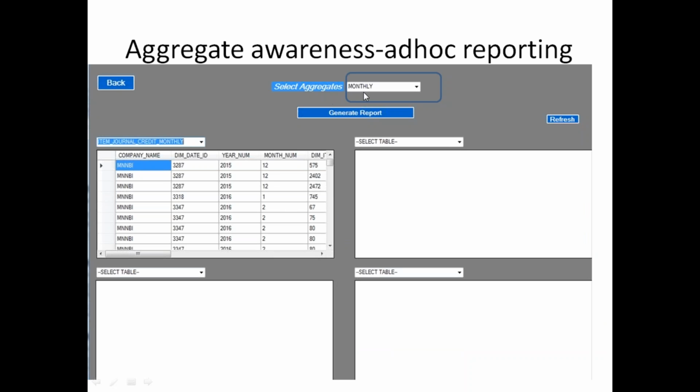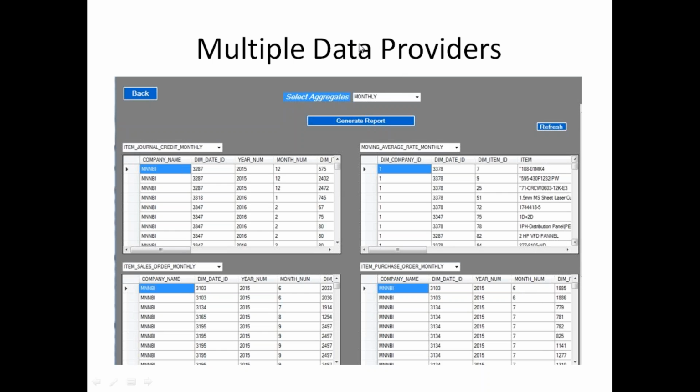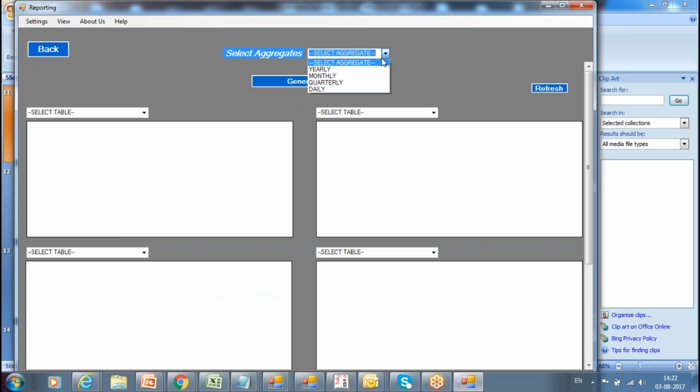So for creating this, we have configured the aggregate awareness and the ability to handle multiple data providers for monthly, yearly, quarterly. This is what we will show. So this is my aggregate awareness. I pick my monthly, and I get only the monthly attributes of the reports.